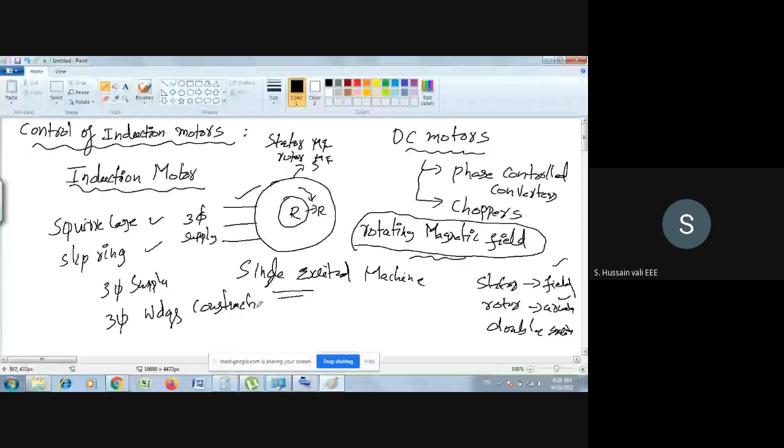Because of the three-phase supply and because of the three-phase winding construction, a rotating magnetic field is produced. This rotating magnetic field is also rotating in the air gap, with synchronous speed.